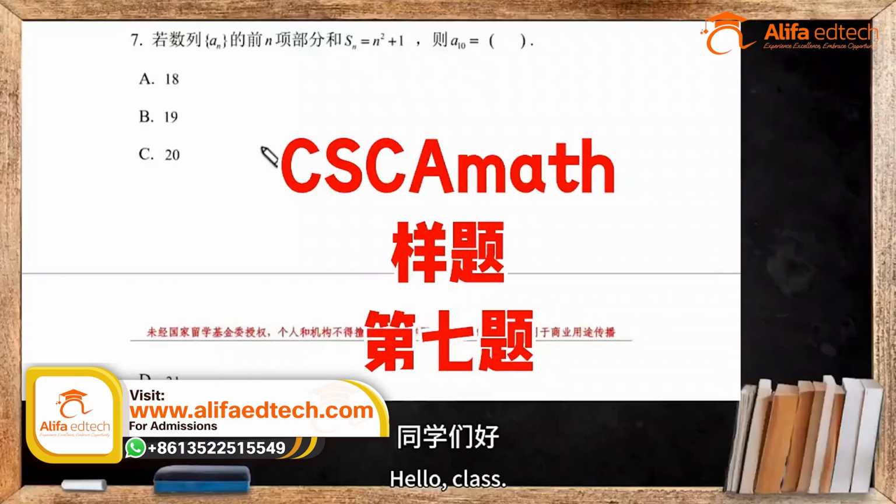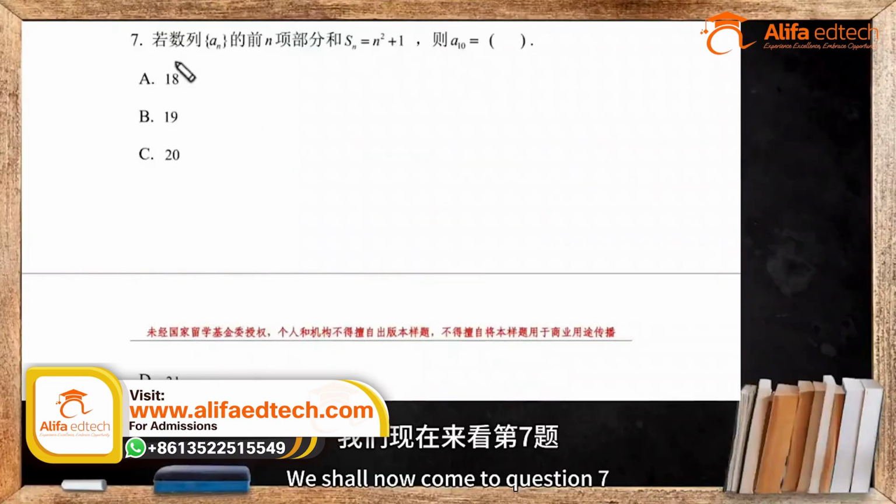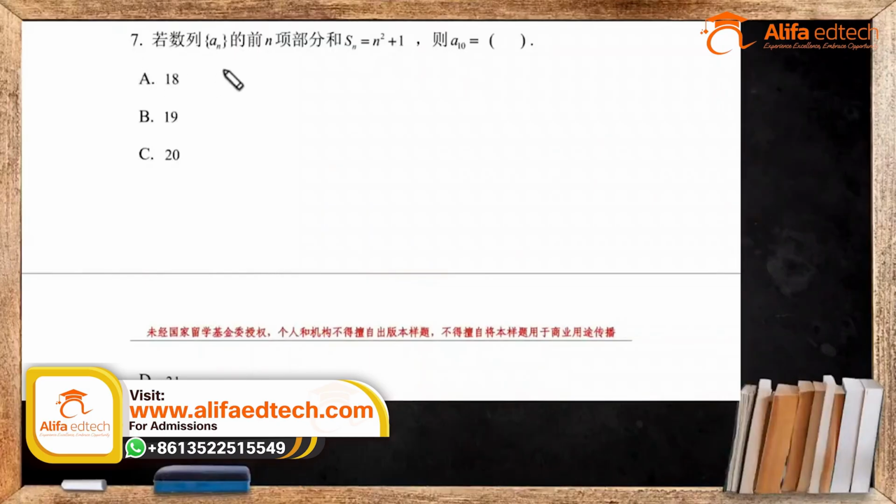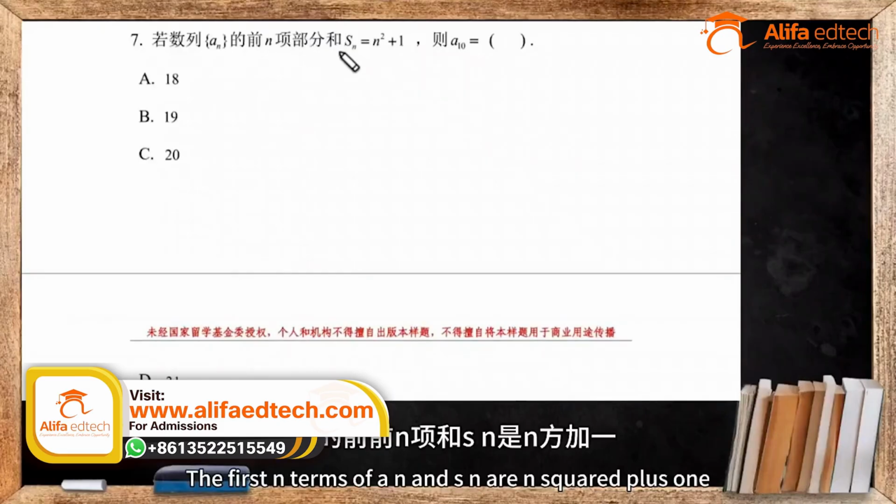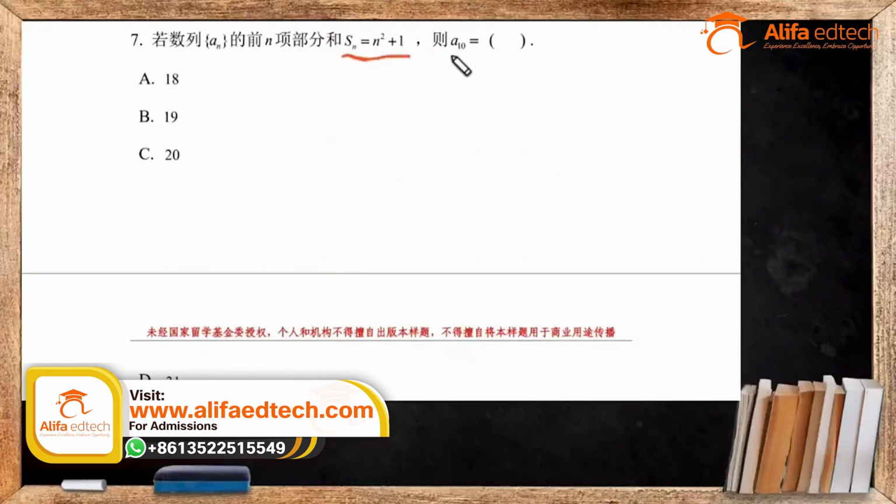Hello, students. Now let's take a look at question 7. It says, the sum of the first n terms of a sequence, S_n, is n squared plus 1. We're asked, what is a10?